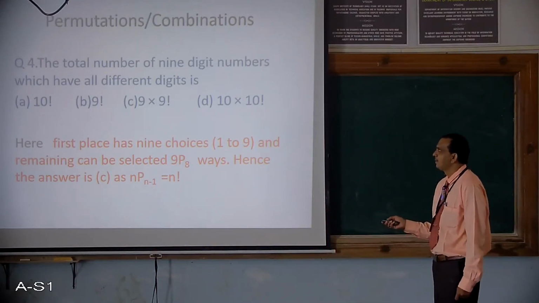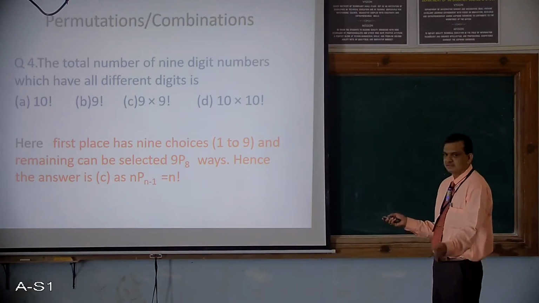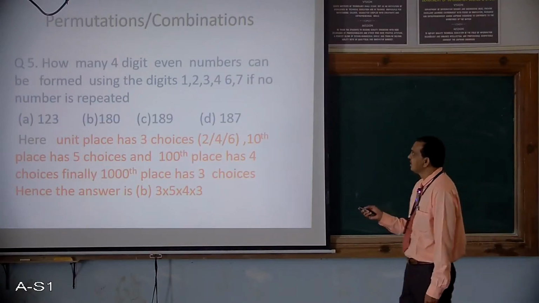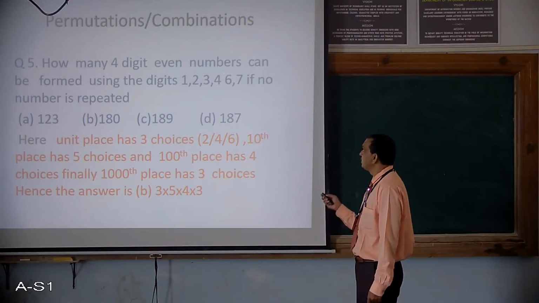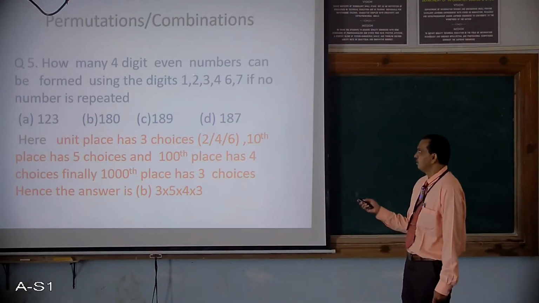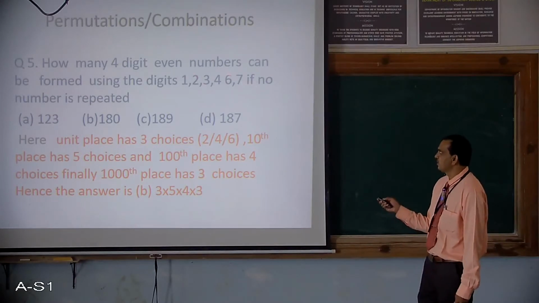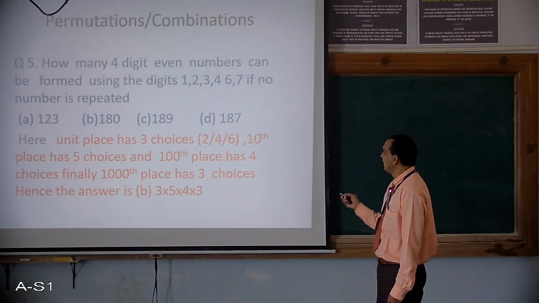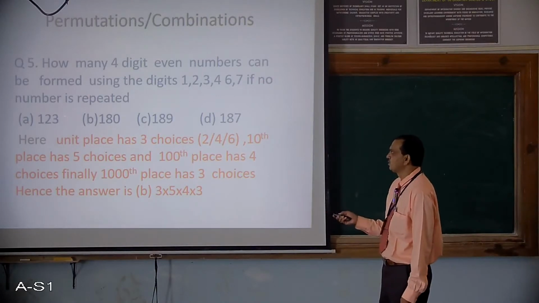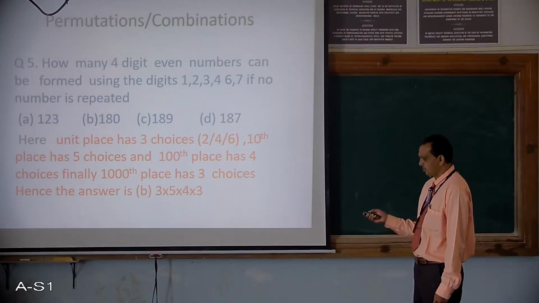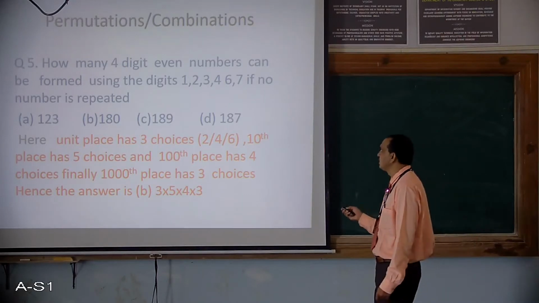Next. Yes, very similar example, but see the data. 4-digit even numbers are to be formed using 1, 2, 3, 4, 5, 4, 6, 7. There is no 5 in it. And again they have given that no number is repeated, or there is no repetition of numbers. Options are 123, 180, 189 and 187.